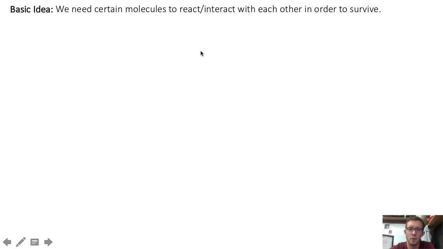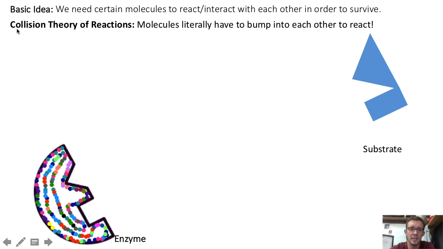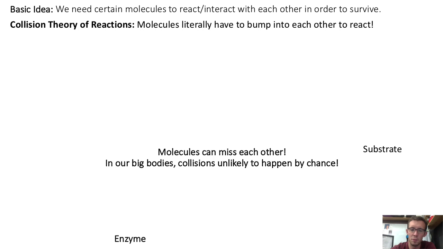Now, the reason that's so important is that we need certain molecules to interact and react with each other in order to survive. For instance, in order to break down our food, we need enzymes and substrates to actually come into contact with each other. And we call this idea the collision theory of reactions, that molecules literally have to bump into each other in order to react. Now, the problem we face is that our bodies are relatively big, and left to their own devices, the molecules that we need to react can completely miss each other.